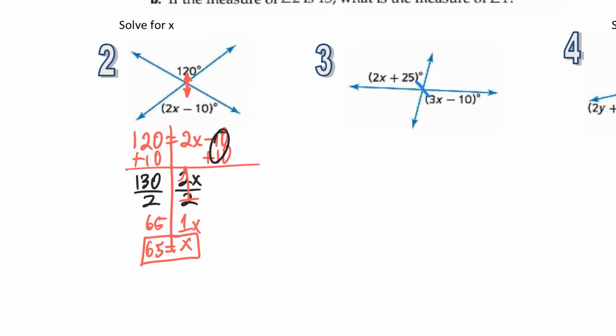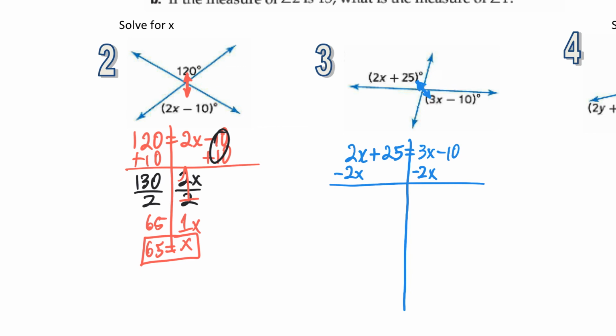Okay, are these two angles vertical angles? Yes, they are. So what do I know about those two angles? They are congruent. So we're going to set 2x plus 25 equal to 3x minus 10. I'm going to subtract 2x from both sides. So we get 25 equals 1x minus 10.